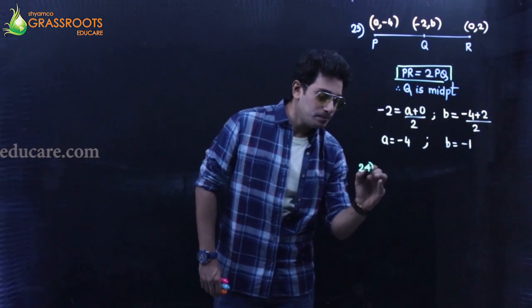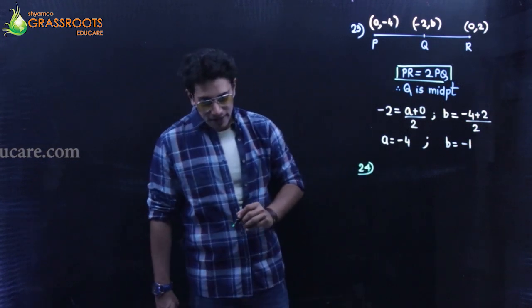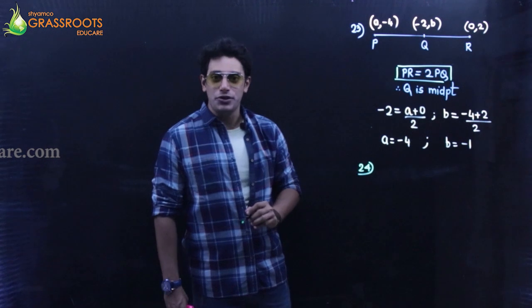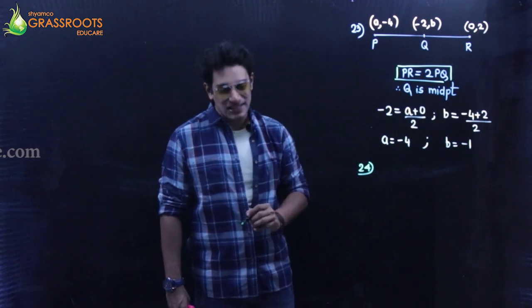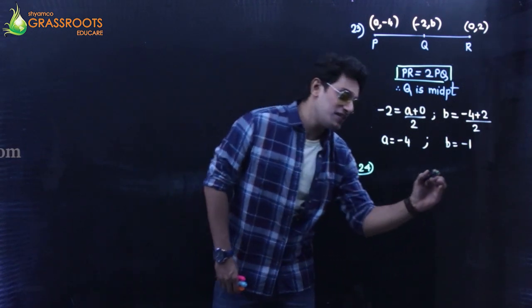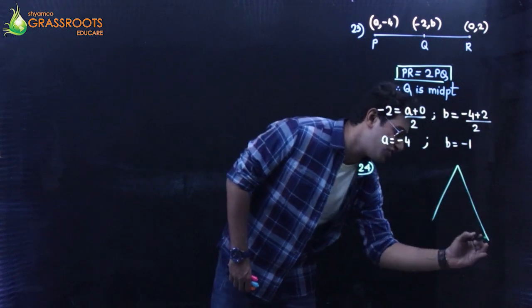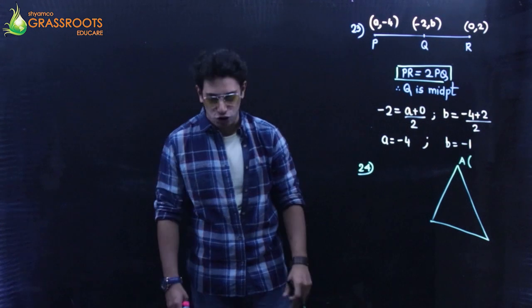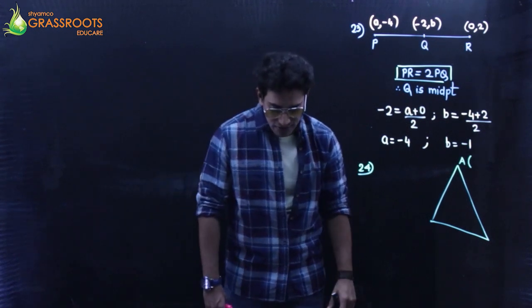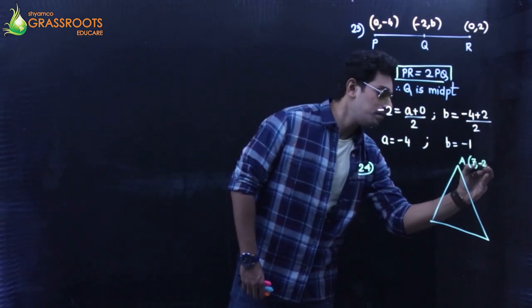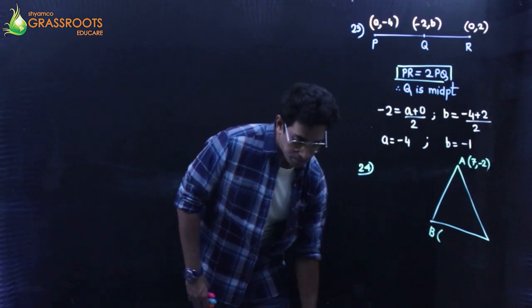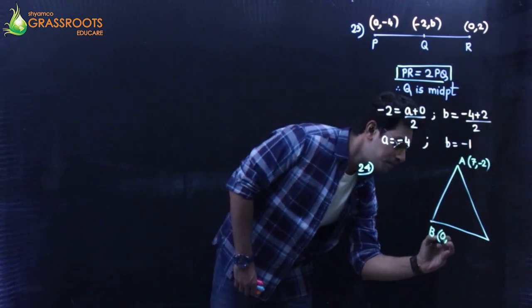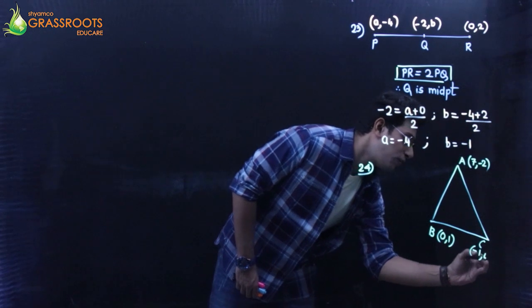24th. The question is, calculate the coordinates of the centroid of the triangle ABC where A, B, C are given to you all. Very kiddish question. We have done the formula. It's a direct formula application. A is 7, minus 2. B is 0, 1. And C is minus 1, 4.